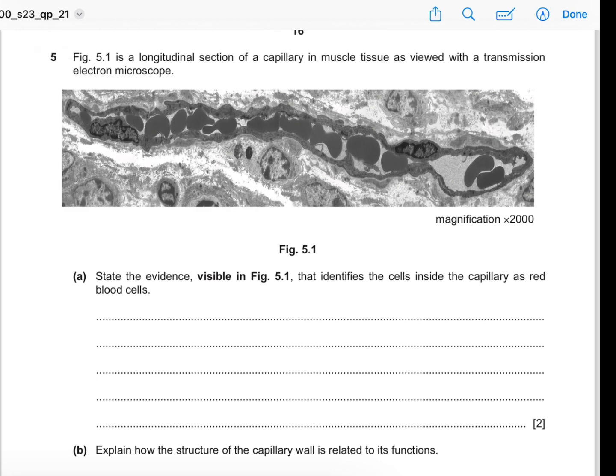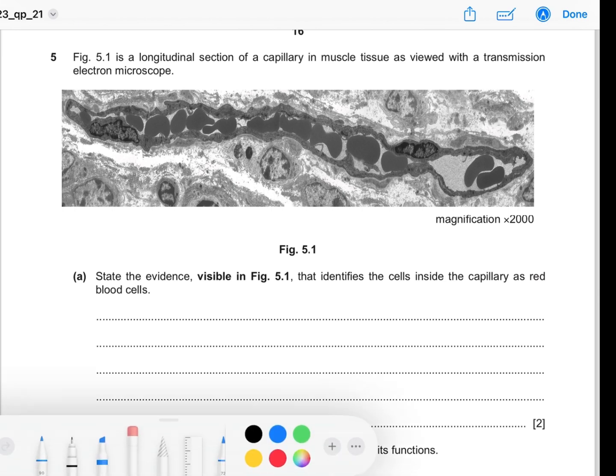Figure 5.1 is a longitudinal section of a capillary in muscle tissue as viewed with a transmission electron microscope. A. State the evidence visible in figure 5.1 that indicates the cells inside the capillary are red blood cells. So red blood cells, as you can see in this transmission electron micrograph, first of all, you have different cells visible here. This one, and here you can see the organelles inside of the cell, whereas in these cells you don't see any of that.